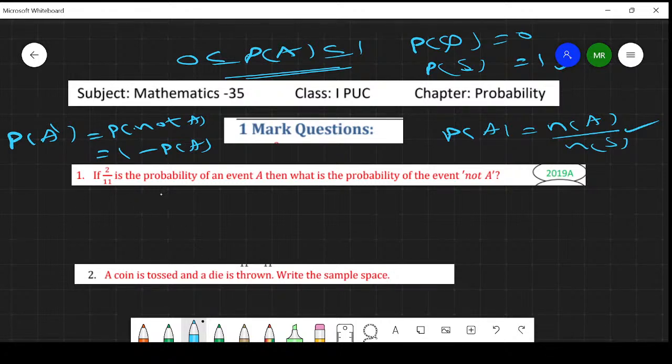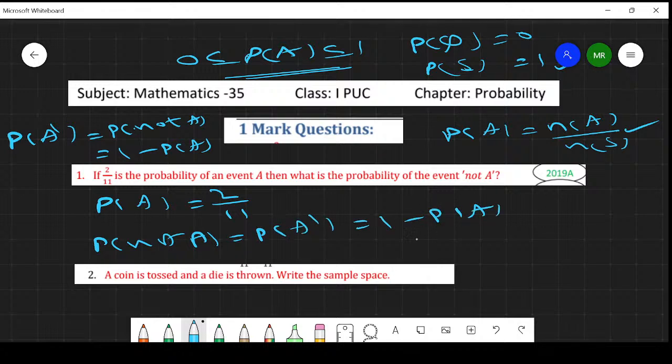See the first one. If 2 by 11 is the probability of an event A, P of A is given as 2 by 11. They are asking what is the probability of the event not A. Whenever they are using the word not A, not A means P of A dash, which is equal to 1 minus P of A. I can write 1 minus 2 by 11. It will come 11 minus 2 by 11. It comes 9 by 11. That's your answer. Remember that, 9 by 11.